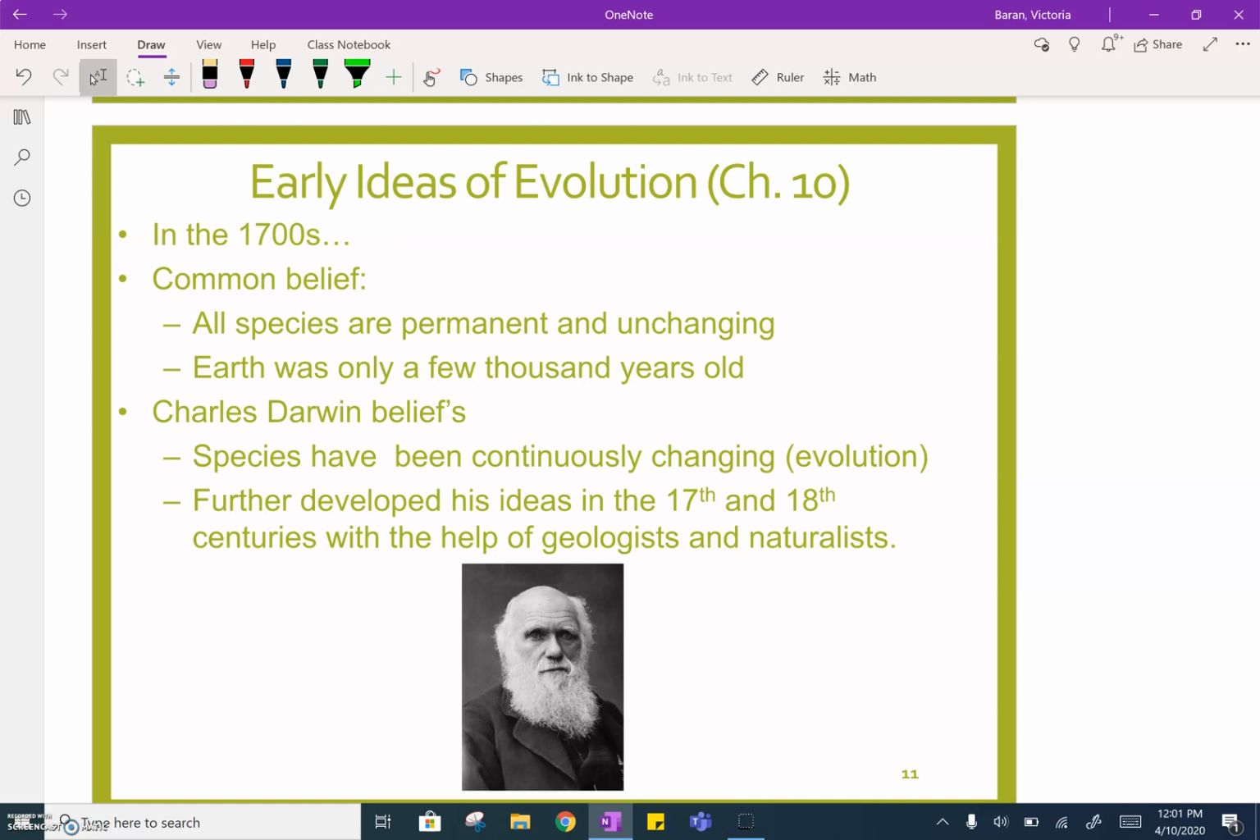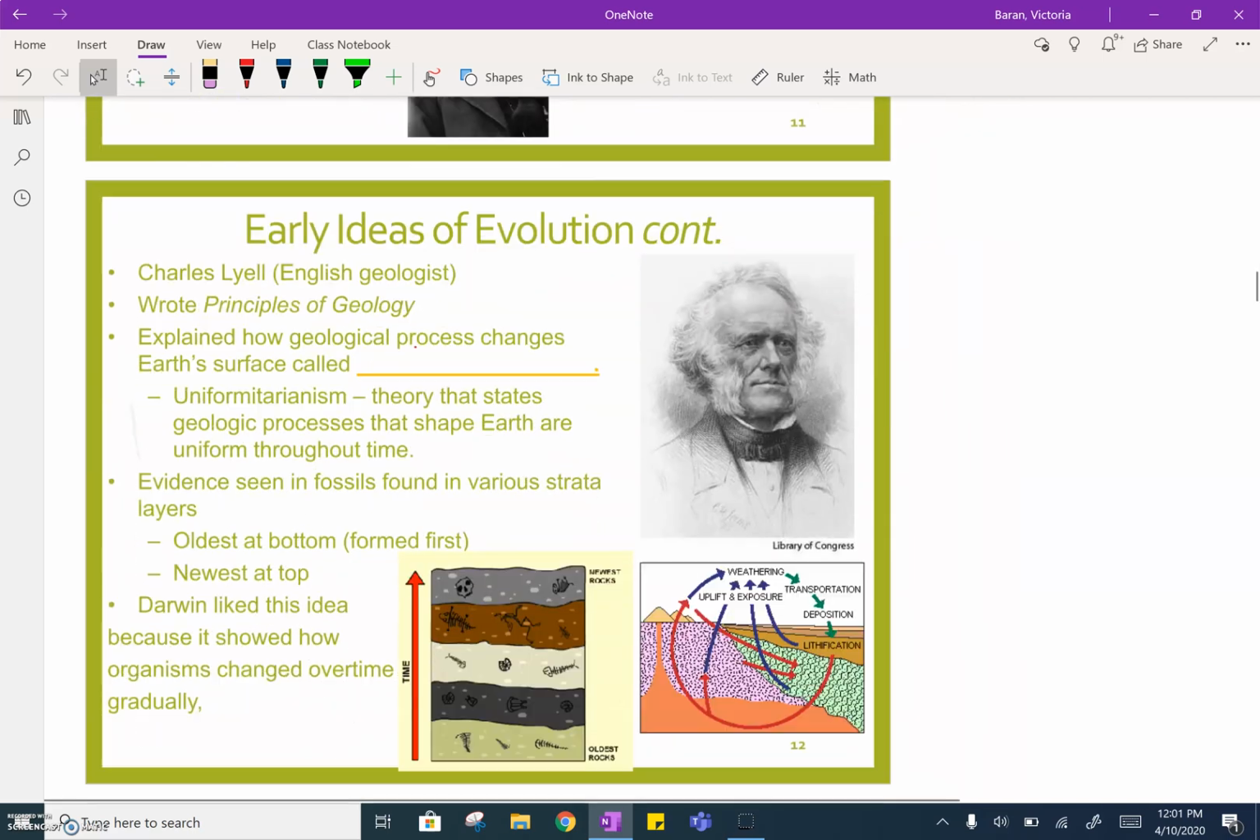And he further developed his ideas in the 17th and 18th century with the help of other scientists, geologists, and naturalists. He himself was a naturalist, meaning he studied and observed nature and collected various plants and animals on his journeys that I'll talk more about later.